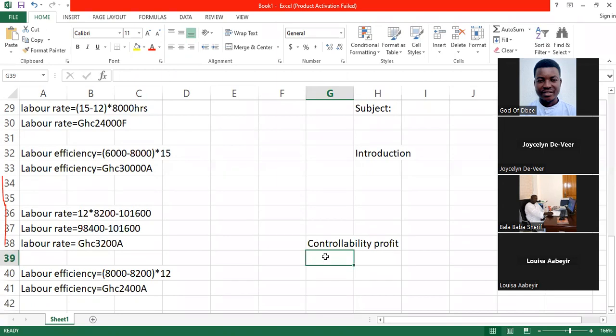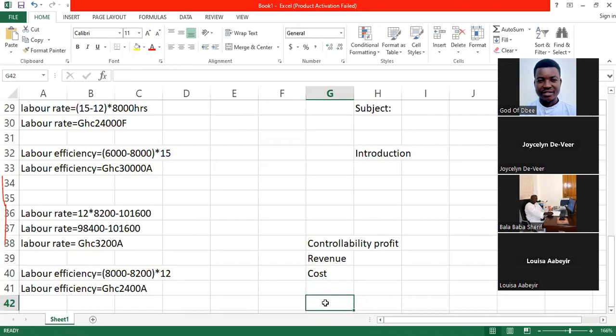How do we calculate this profit? It's the total revenue for the division minus the total costs that are under the control of the division. That is the controllable profit, the profit that the division manager has control over.